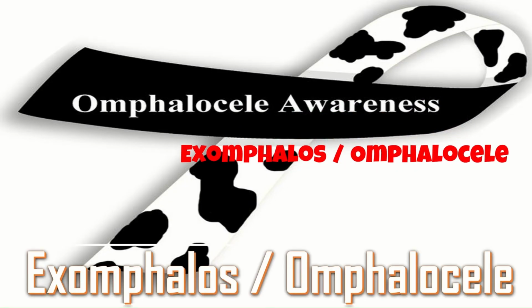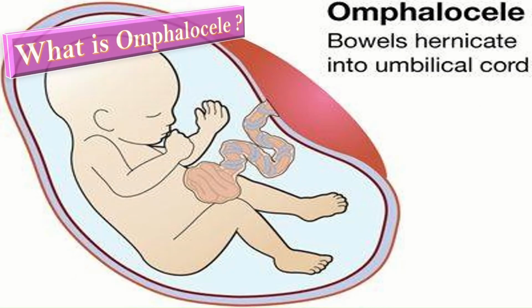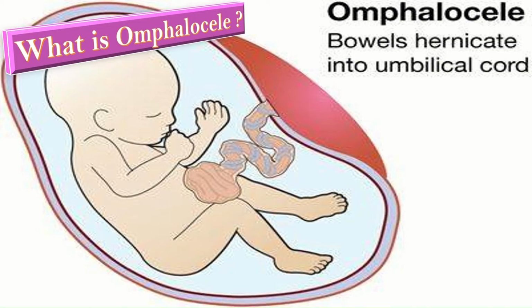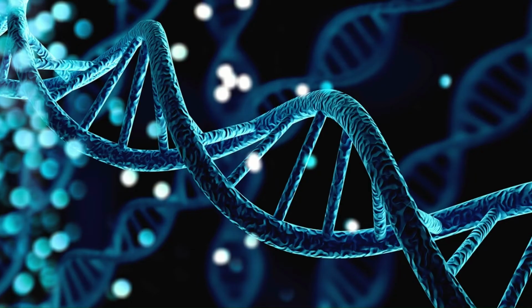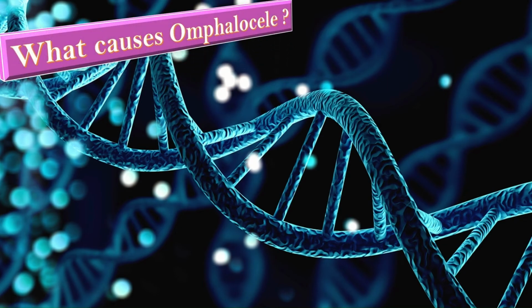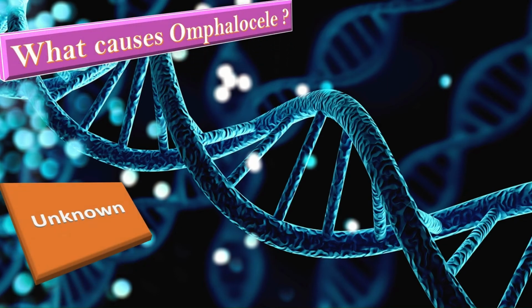Exomphalos or omphalocele is a condition caused by weakness in the baby's abdominal wall at the point where the umbilical cord gets into the baby. Because of this weakness, the structures inside the abdomen, especially the intestines and the liver, may protrude outside through this point into a loose sac with the cord attached or inserted to the top of this sac. What causes exomphalos? The exact cause of this condition is unknown.